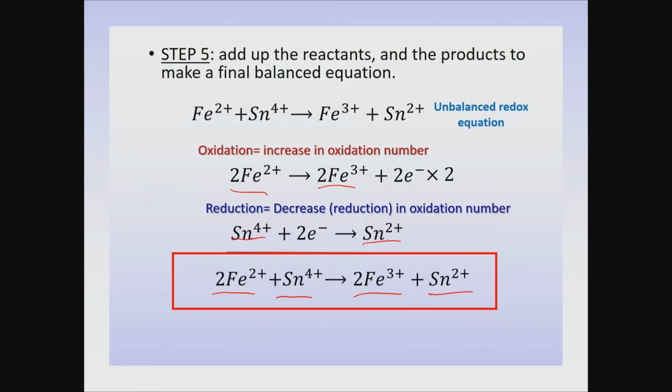Now you might say, what about the electrons? Do we have to add those into the final equation? The answer is no, because they cancel. We have 2 electrons on the product side, we have 2 electrons on the reactant side, and so they cancel out, and so that is the balanced redox equation.